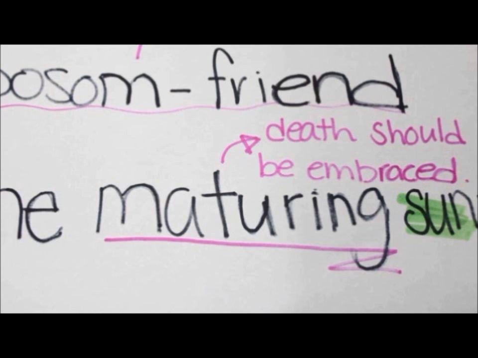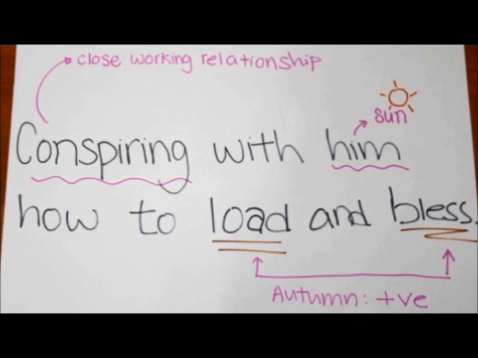The very fact that autumn is described as being the sun's close friend suggests that everything in nature is closely related to each other. The very fact that autumn is personified also means that humans are closely related to nature as well. Sun suggests warmth and harmony, which brings us to a conclusion that autumn is a season of warmth and harmony, conspiring with him how to load and bless.